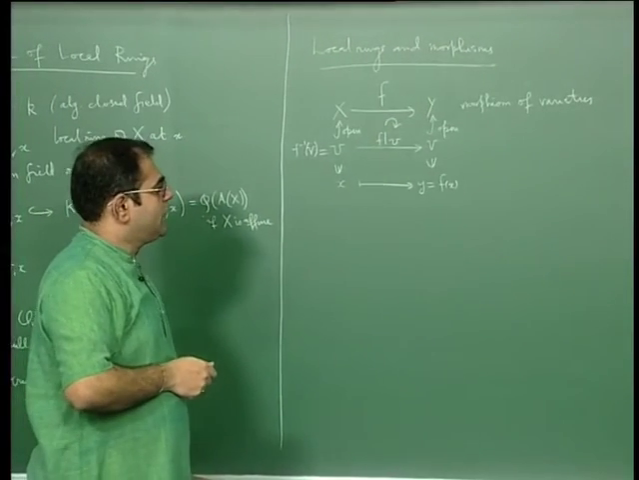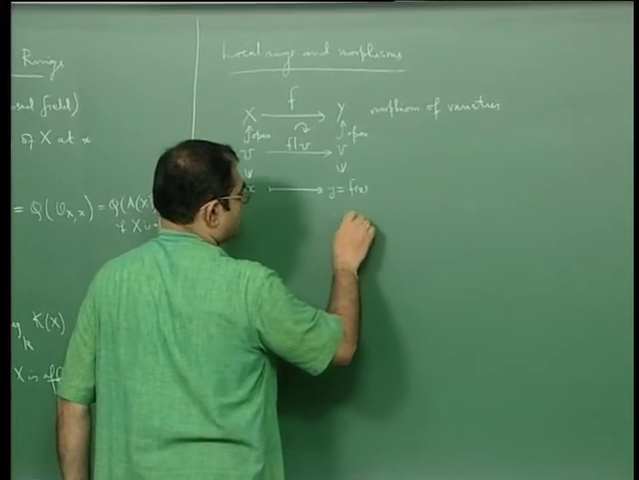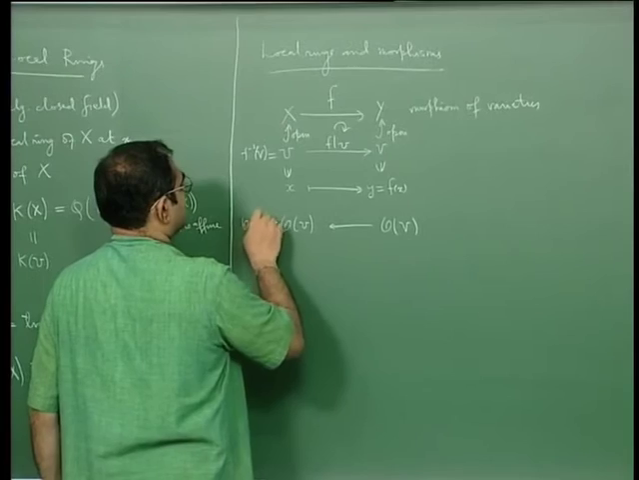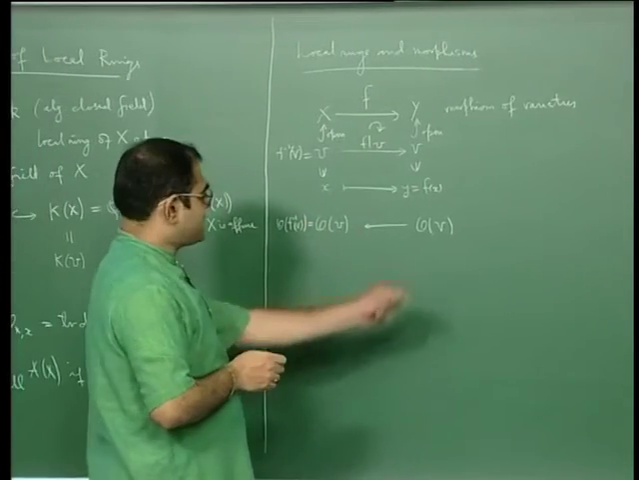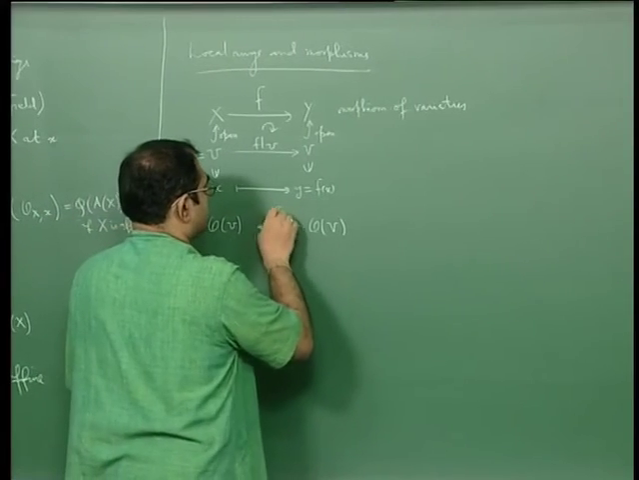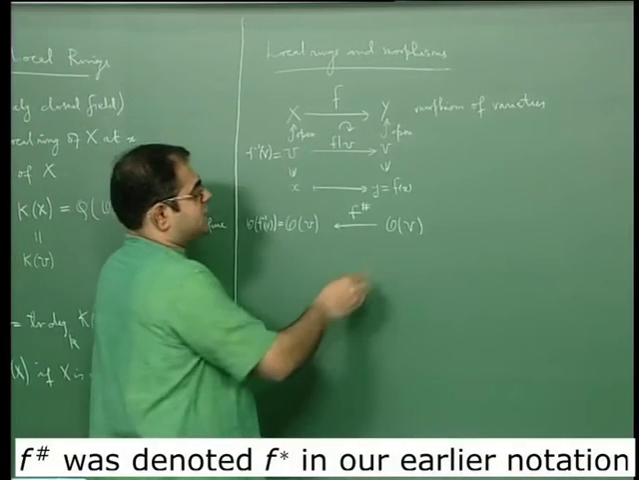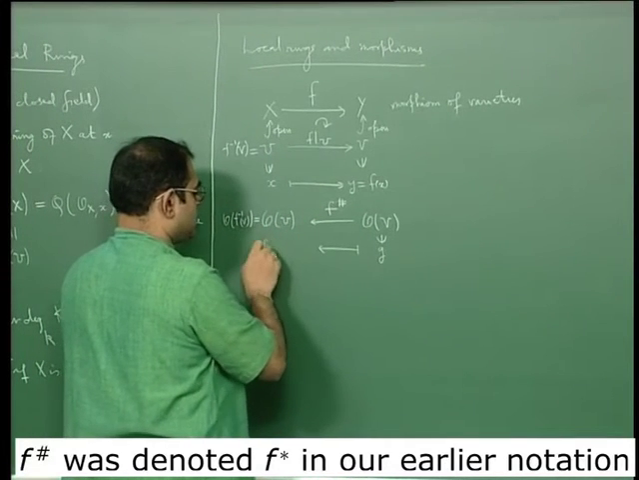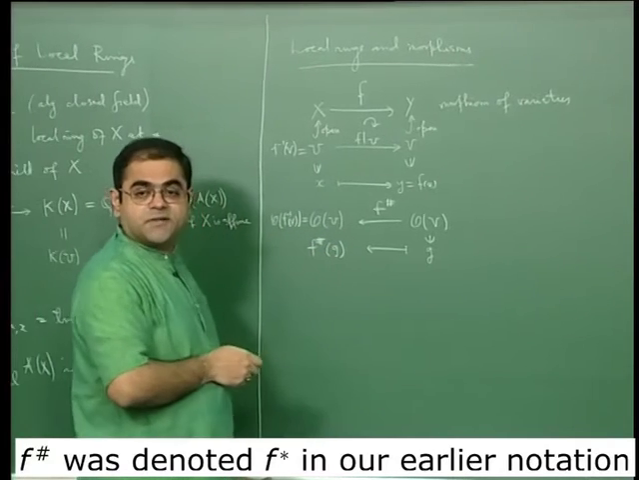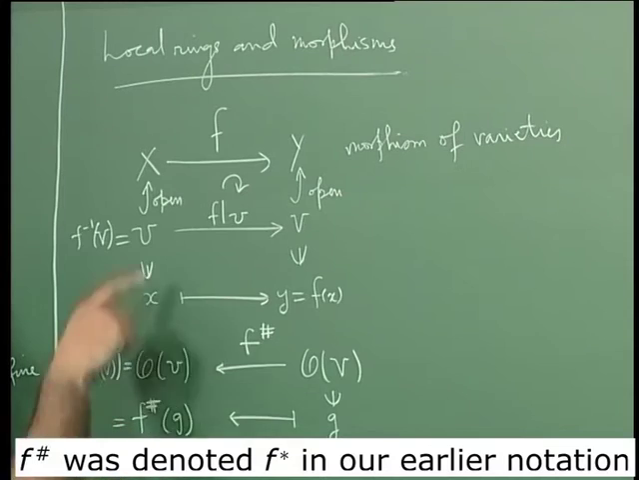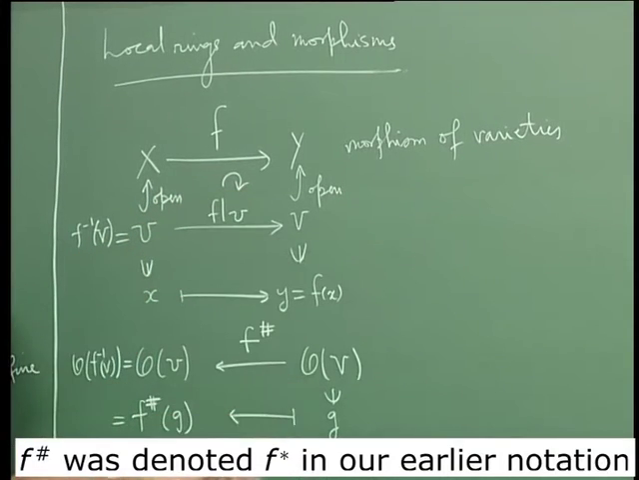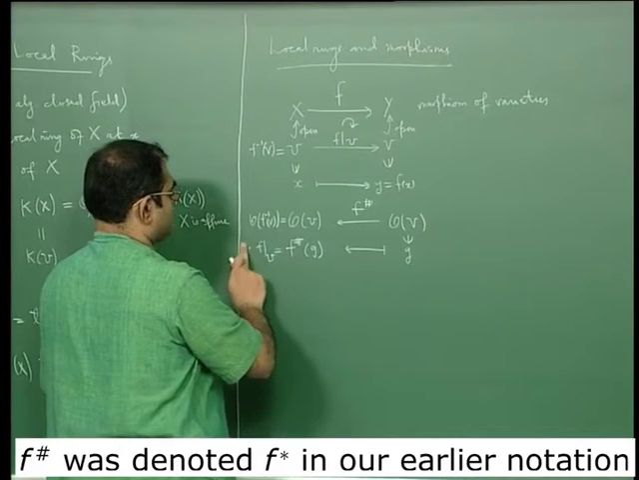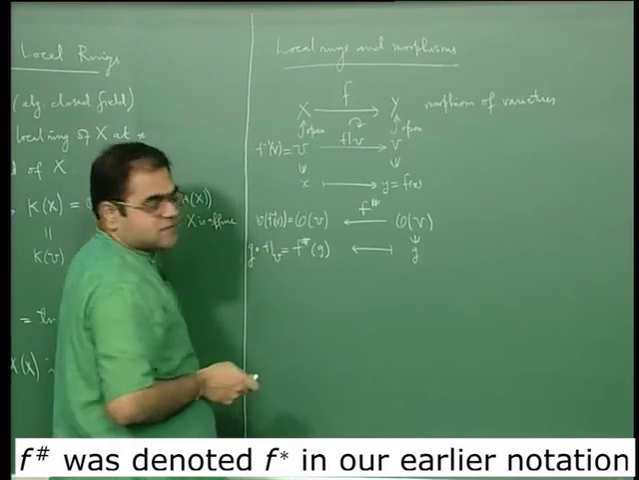And now you have a map from O of V to O of U, which is actually O of F inverse of V, and the map is just the pullback of regular functions. The notation is F hash, and what does it do? If you give me a regular function G in O of V, this pulls back G to F hash G. And what is F hash G? F hash G is just first apply F restricted to U and then apply G. So F restricted to U followed by G. So this is just pullback of functions.